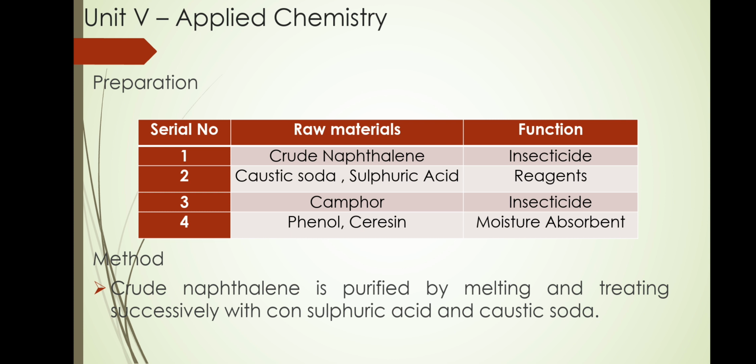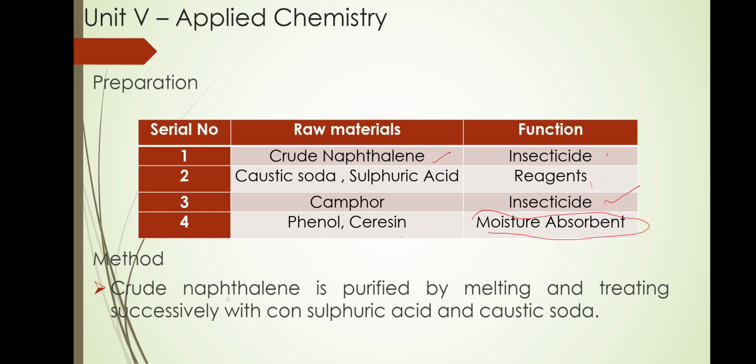Then preparation. The raw material used is crude naphthalene. This is the insecticide used. Then caustic soda and sulfuric acid are reagents. Naphthalene, which is obtained crude, should be recrystallized or purified. For that we use these reagents. Then camphor is also added. It gives smell and it is also an insecticide. Phenol and cerasine are added, which are moisture absorbent. Naphthalene is highly moisture absorbing, so to avoid its sublimation, we add phenol or cerasine.